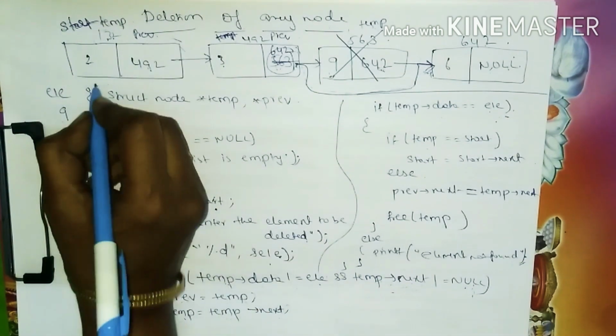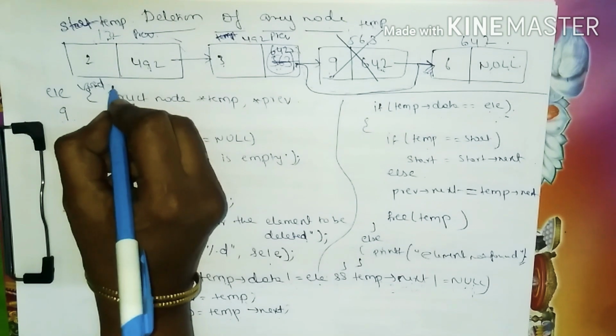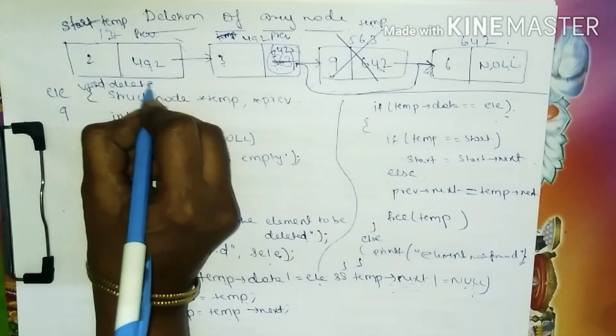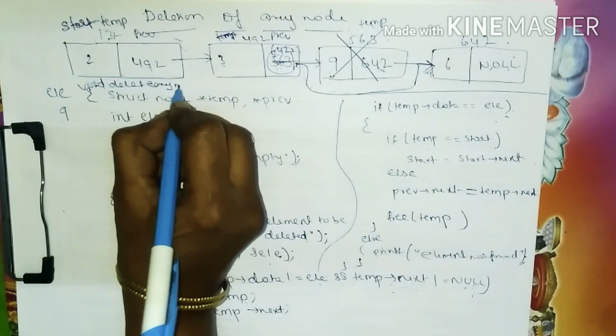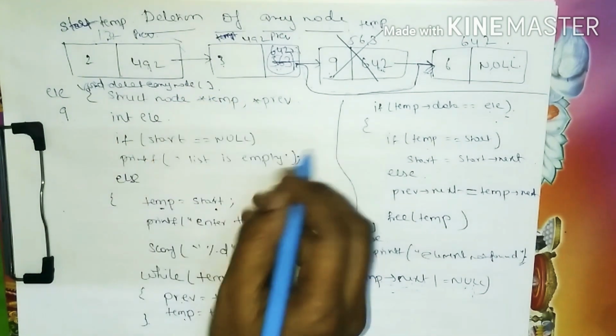So this is the code for delete any node. So this is about the deletion.